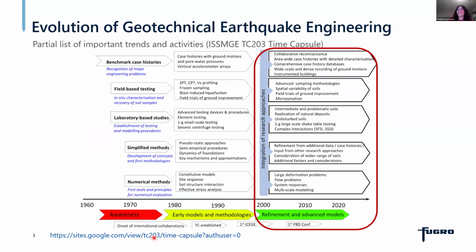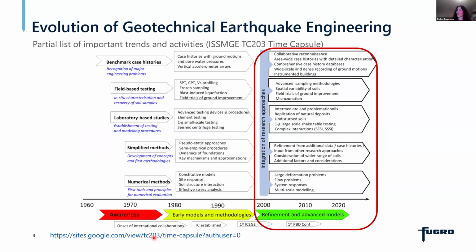And so with that, I thank again Sebastiano for coming before me and discussing the time capsule initiative for TC203. As part of that initiative, this initiative summarized the evolution in the field of geotechnical earthquake engineering in terms of three overarching periods. The first, back in the 60s and 70s, was the period of raising awareness. The 80s and 90s, the period of developing early models and methodologies to assess earthquake effects.